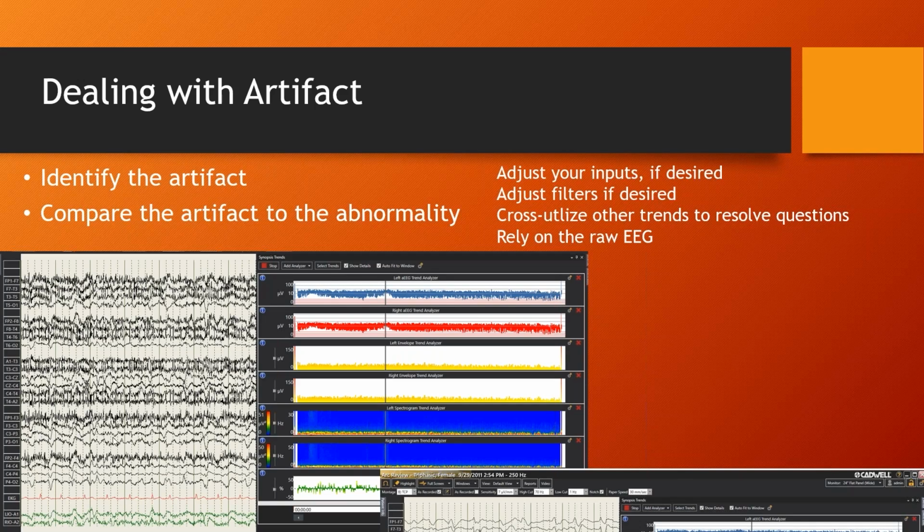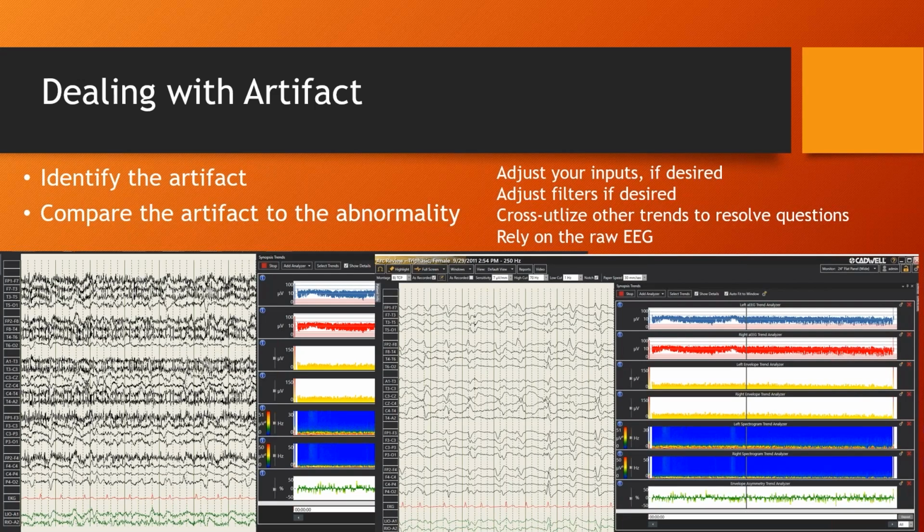That's really the key when you're dealing with artifact, because some things you'll just get a feel for. So let me pull up this other example. This is actually the same record. I've placed my cursor a little bit later in the record, and you can see the abnormality is clearly still there.